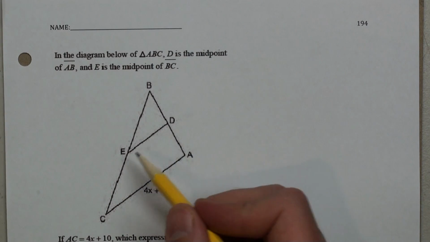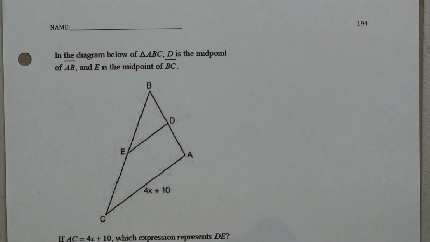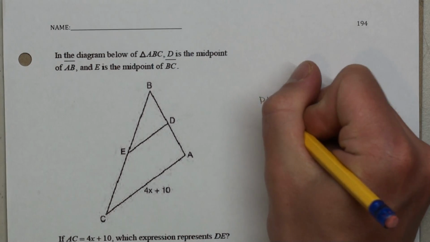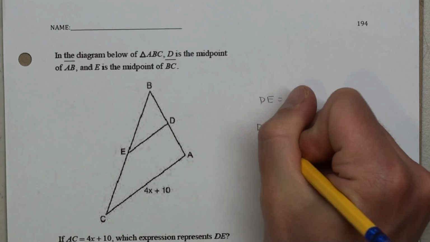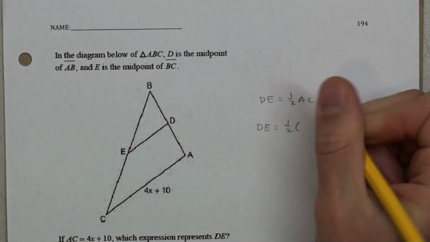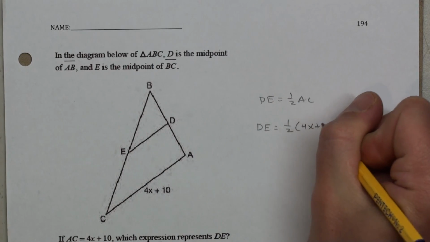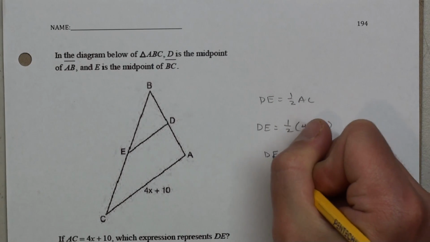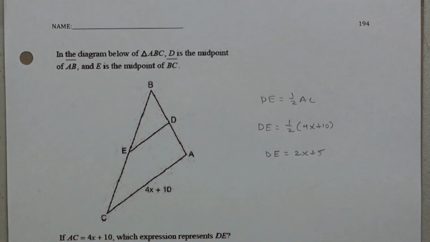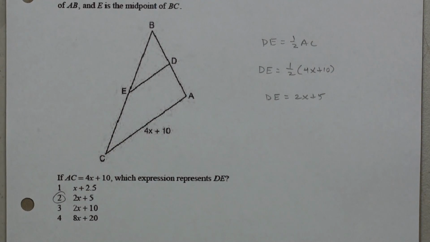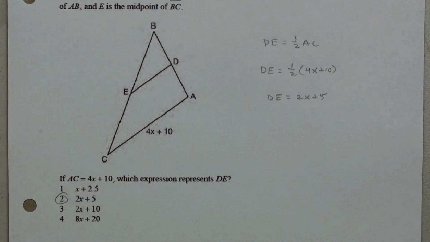Okay, D is the midpoint, E is the midpoint. So which expression represents DE? Well, DE is 1/2 of AC. So DE equals 1/2 of 4x plus 10. So DE equals 2x plus 5. The mid-segment theorem says that it's 1/2 of the side that it's parallel to.